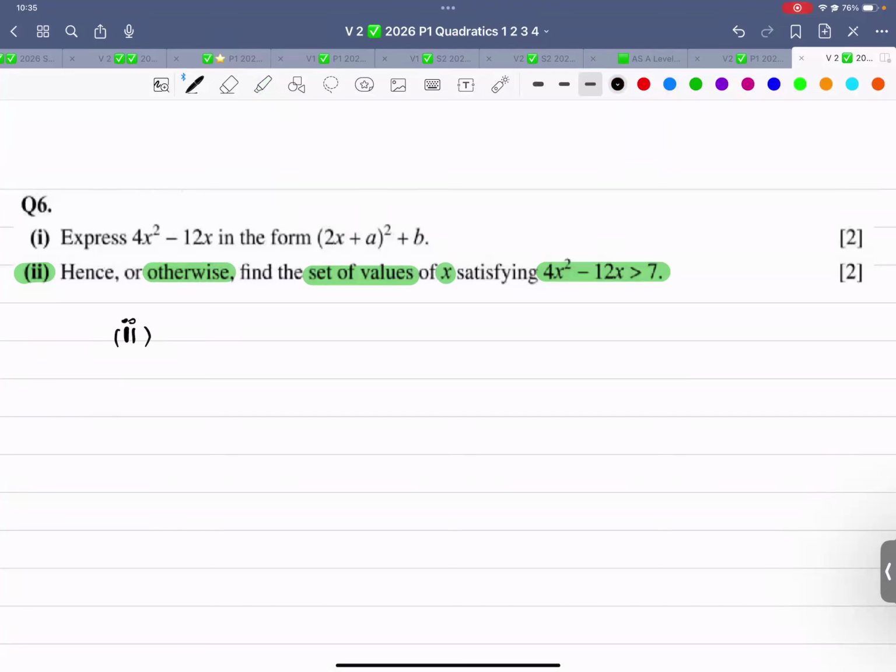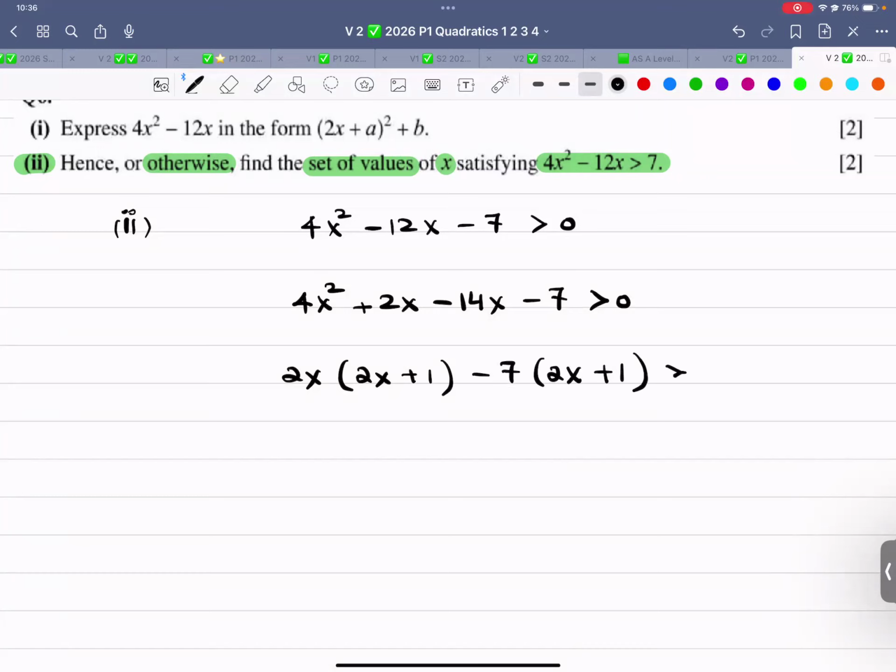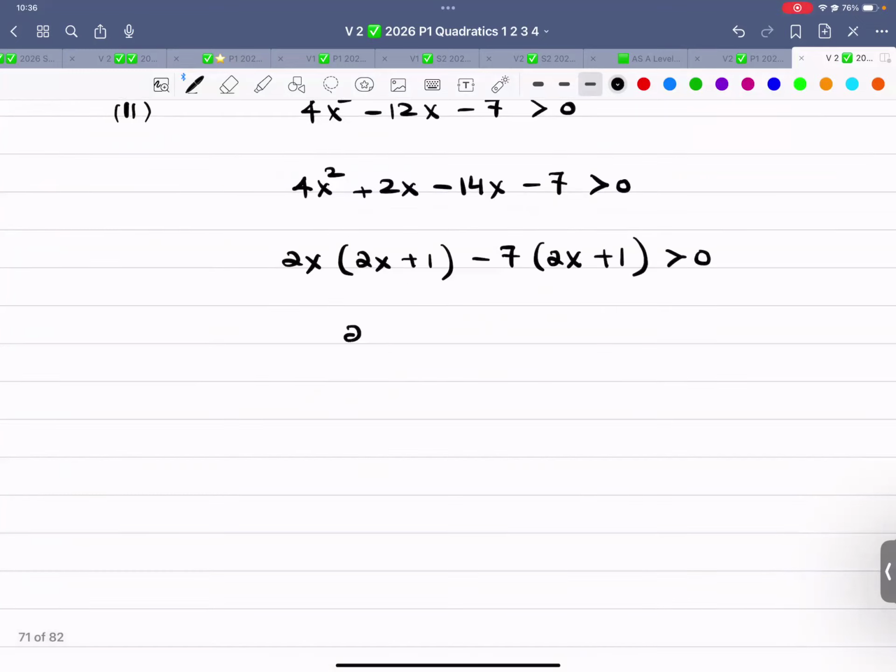Because we have categorized things, quadratic inequality, factorization is a must. So 4x squared minus 12x minus 7 is greater than 0. 4 into 7 is 28 and 14 into 2. 4x squared plus 2x minus 14x minus 7 is greater than 0. 2x, this is 2x plus 1, minus 7. 2x plus 1 is greater than 0. So this is 2x plus 1, 2x minus 7 is greater than 0.